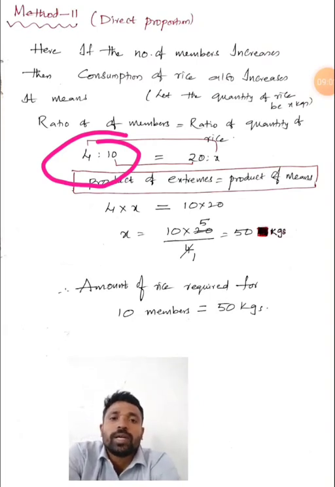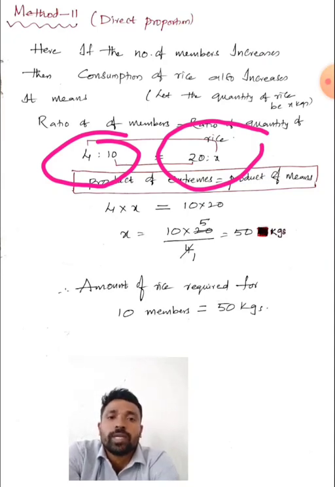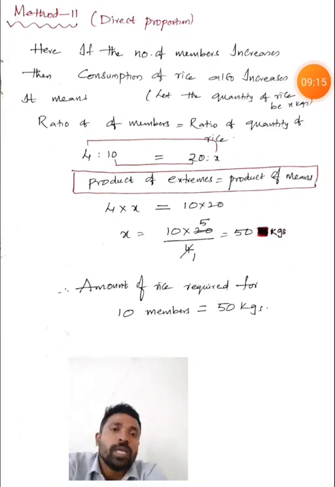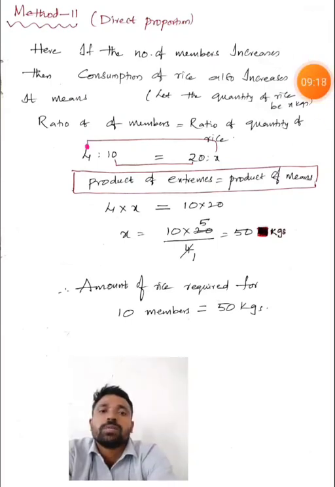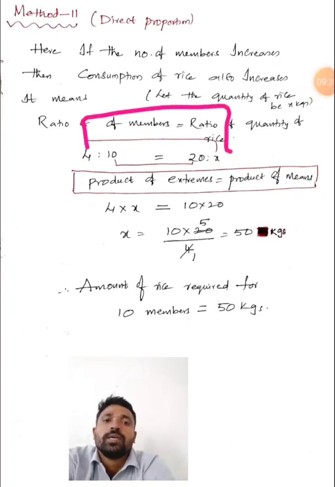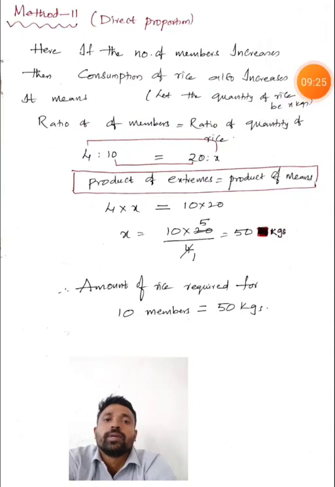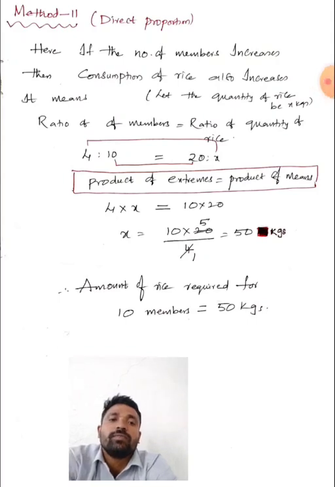And for the quantity of rice, for 4 members they are consuming 20 kgs of rice. We don't know how many kgs of rice for 10 members. That's why we have taken it as x. Now once again they are in proportion. What is the meaning of proportion? Product of extremes is equal to product of means. Here extremes means 4 into x and product of means 10 into 20. So 4 into x equals 10 into 20. Bringing this 4 to the RHS, it will become division. On cancellation you will get 50 kgs.